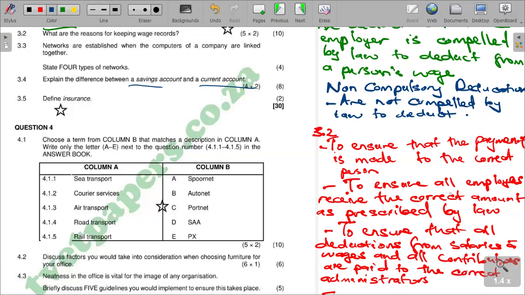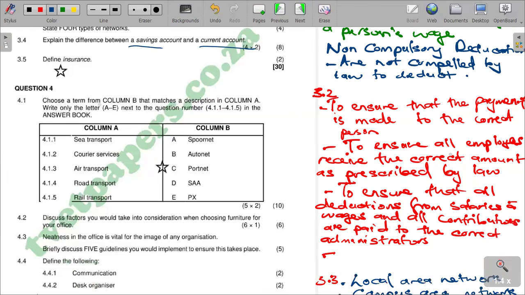Let's go to question 4. Choose a description from column B that matches a description in column A at 4.11. Sea transport. City bus transport, you call it a portnet. Courier services, you know courier. We have PAX, that's a courier service.